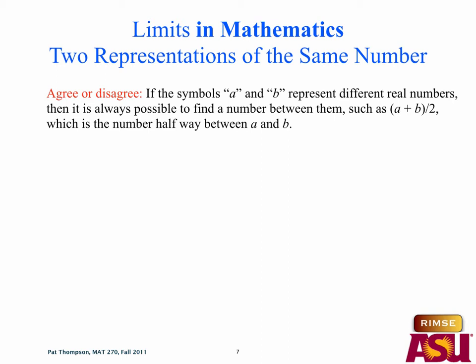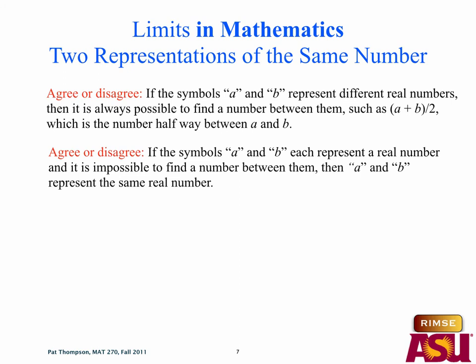Agree? Okay. Keep that in your brain, okay? So what did we just say? If they represent two different numbers, then I can always find something in between them. So if A and B each represent a real number and it is impossible to find a number in between them, then A and B must represent the same real number. Agree or disagree?